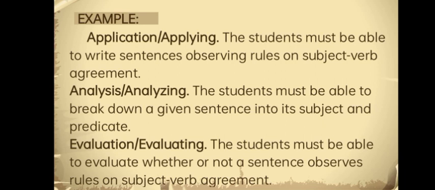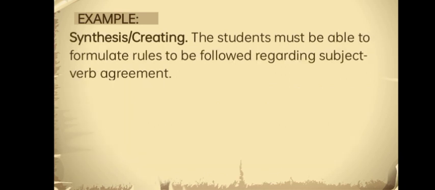Then for analysis, the type of objective is the students must be able to break down a given sentence into its subject and predicate. For evaluation, the test objective is the students must be able to evaluate whether or not a sentence observes rules on subject-verb agreement. And the last one is synthesis or creating. The test objective is the students must be able to formulate rules to be followed regarding subject-verb agreement.